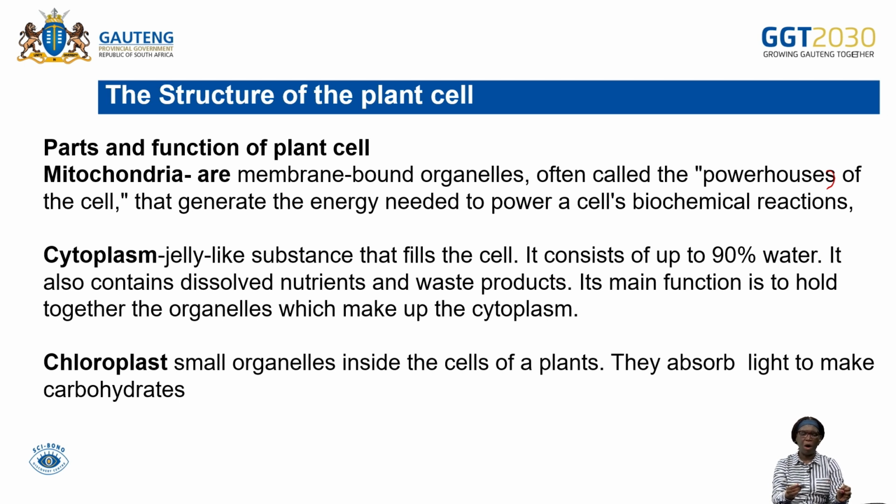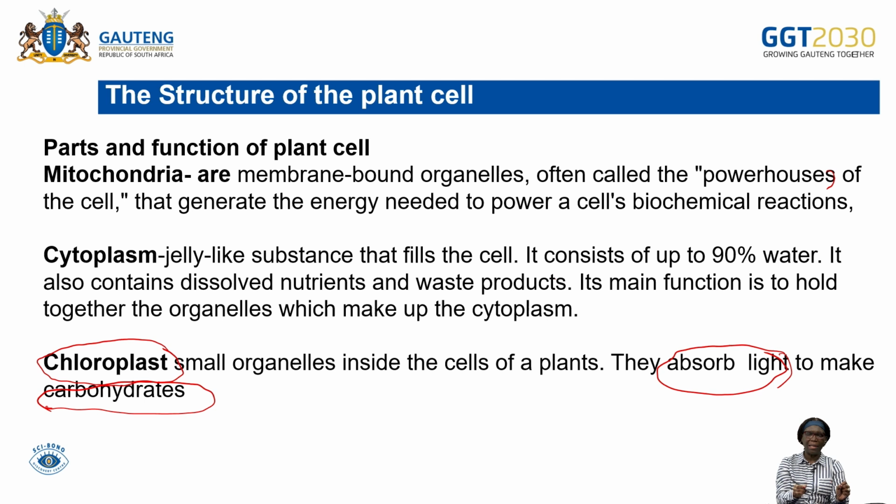Then we have the organelle that we are going to pay more attention to. The organelle is known as the chloroplast. Chloroplasts are organelles within the plant cell. And the function of the chloroplast is to do what? Is to absorb light, to make carbohydrates during the process of photosynthesis.